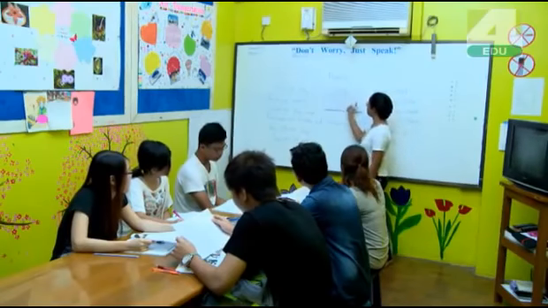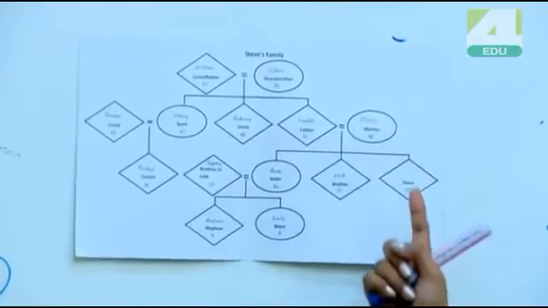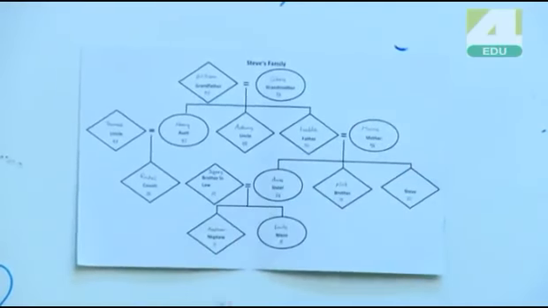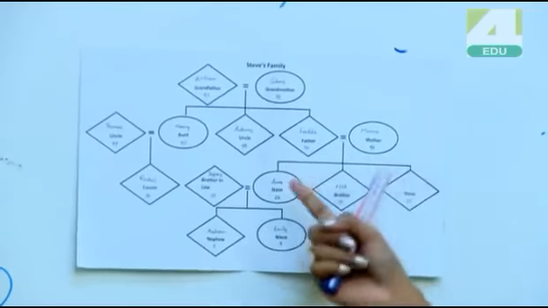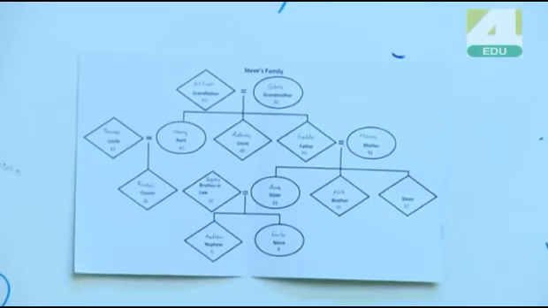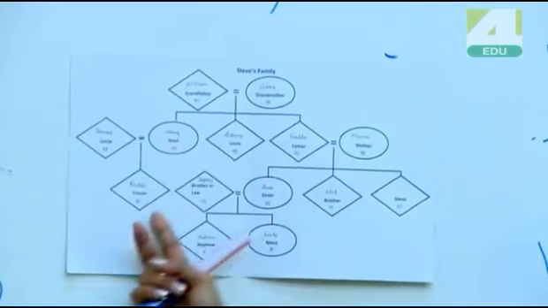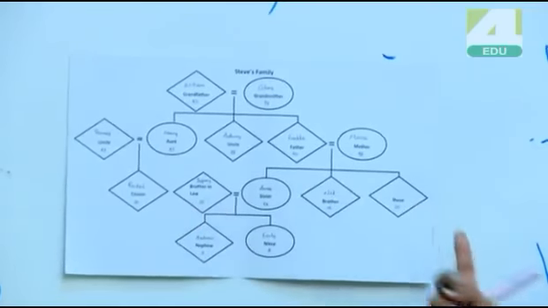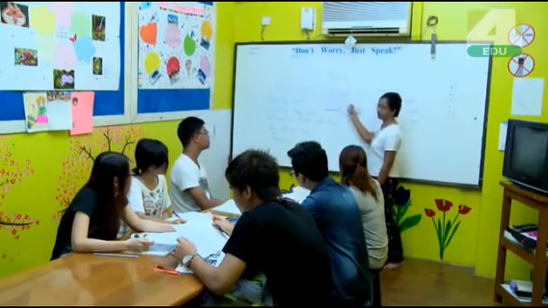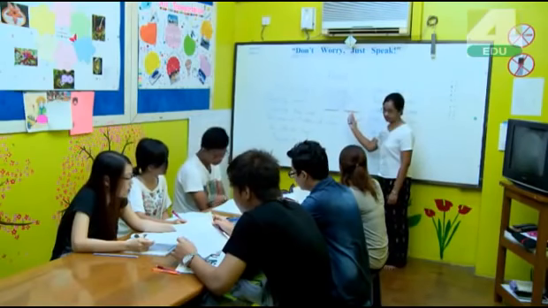Okay, so and then Steve's father's brother is Steve's uncle. Steve's father's sister is Steve's aunt, right? So Steve's aunt's husband is Steve's uncle, right? So they have one daughter that is Steve's cousin, right? So Steve has grandfather and grandmother. Now do you understand that one, right?